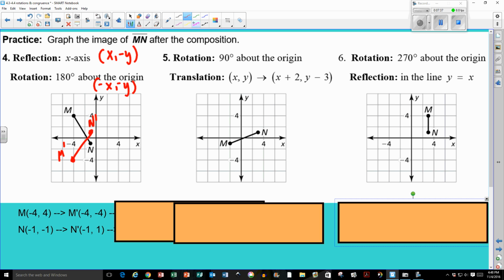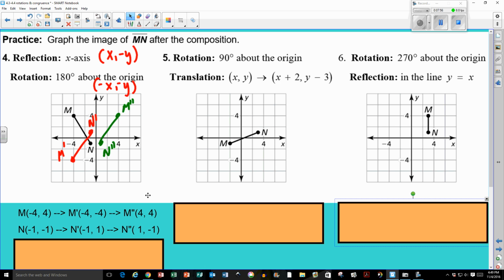Now they simply just change signs. So -4 becomes +4, +4. So there's m double prime. -1 becomes +1, and +1 becomes -1. So that would be n double prime. So that would be your rotation. So reflect, then rotate. So there's your m's and your n's.